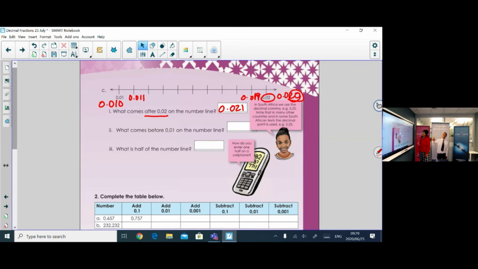What comes before 0.01, which is this one? You see, I've simplified it to be like a 10 in my mind. So before 10, we know that the number which must come there is a 0.009. The halfway is going to be 0.015. I hope you're following and you understand what is happening there.